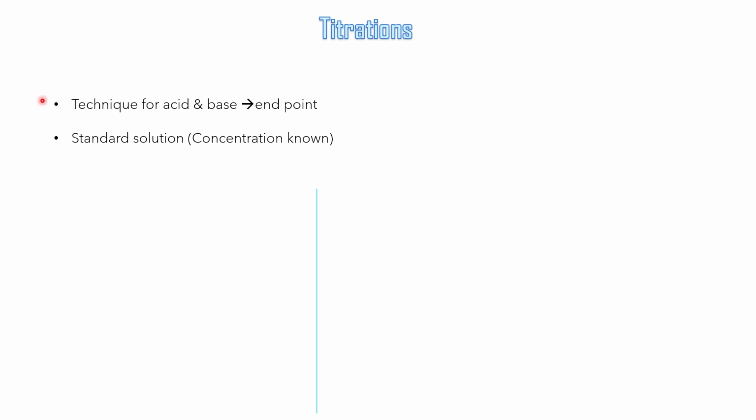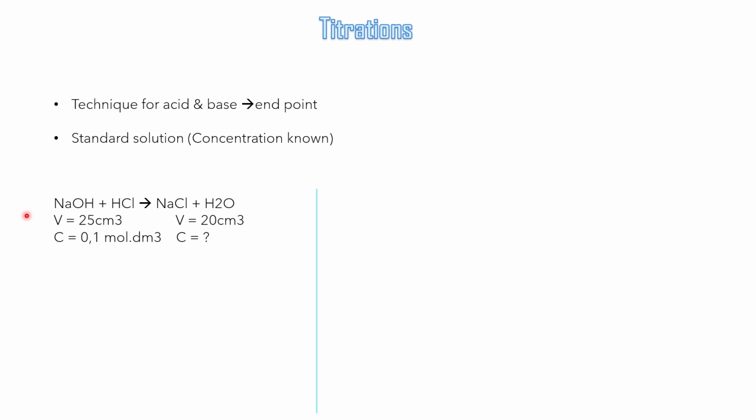Titrations are a technique for acids and bases. It is basically when you reach your endpoint, meaning neutralization. This happens in a standard solution, meaning your concentration is known. Let's look at an example.